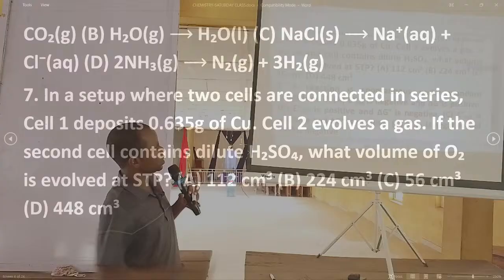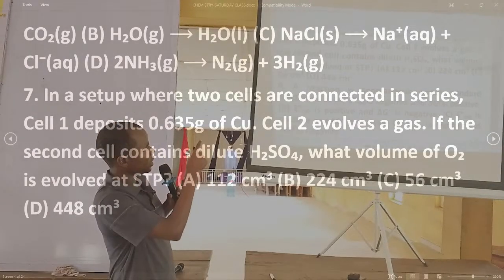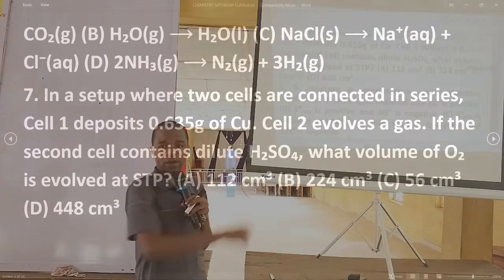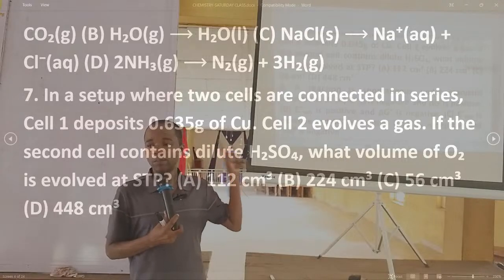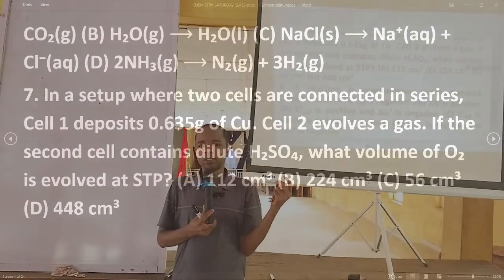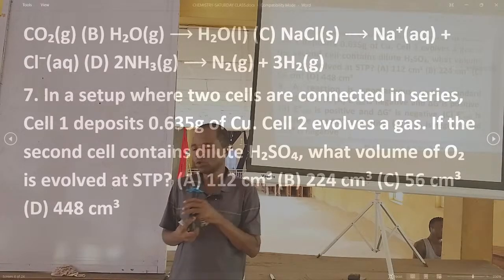So we have two cells here. In one of these cells, copper was deposited. In the second cell, cell 2, oxygen is given off. And our job is to find the volume of oxygen that is given off at STP. We can approach this in two ways. We can use the formula method and we can use the other method.